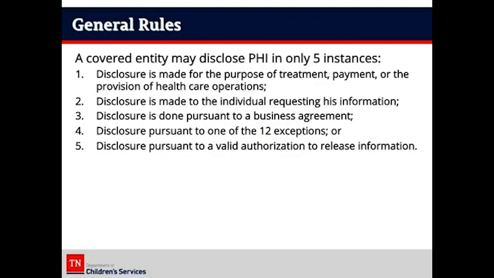A covered entity may not use or disclose protected health information unless disclosure is made for the purpose of treatment, payment, or the provisions of healthcare operations. Disclosure is made to the individual requesting his information. Disclosure is done pursuant to a business agreement. Disclosure pursuant to one of the 12 exceptions, or disclosure pursuant to a valid authorization to release information.